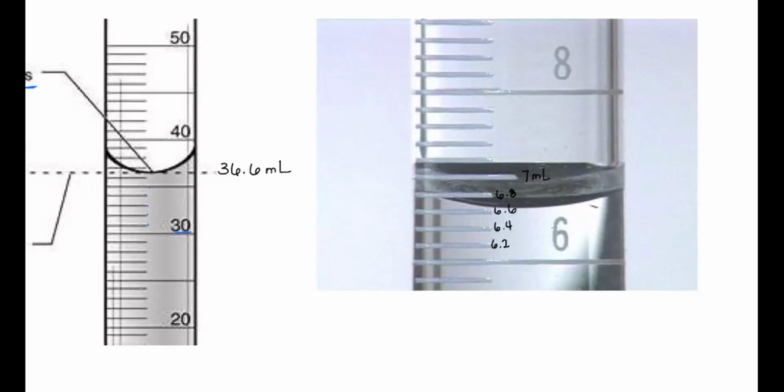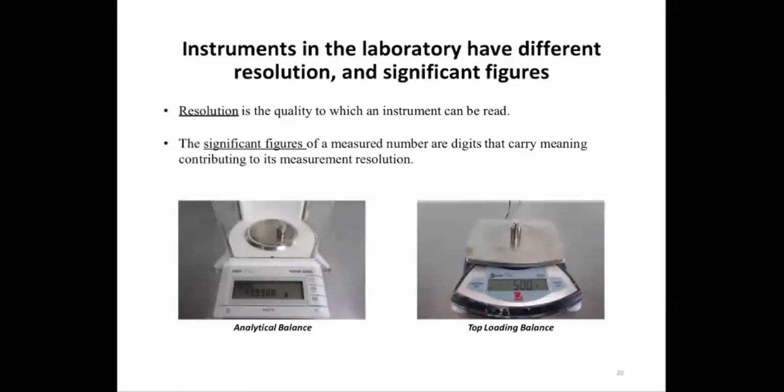Thank you, Natasia. So when it comes to this, I can say, well, based on that curvature, I'm going to say that this is 6.61 milliliters, okay? Because I know that my 6.6 is a known digit because there's a marking for it in my instrument. And then the second one is an estimated digit. Any questions when it comes to measuring length or volume or writing measured numbers? Then let's move on to the next concept.